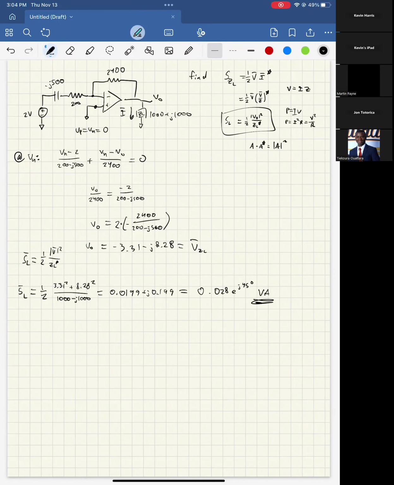You don't say power for some reason. You just say volt-amps. I'm not exactly sure why, but yeah.